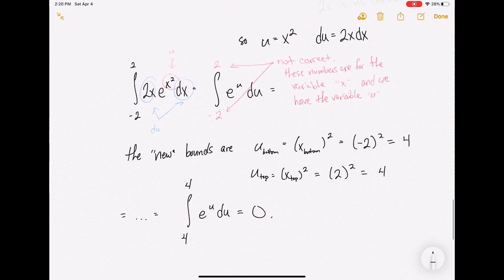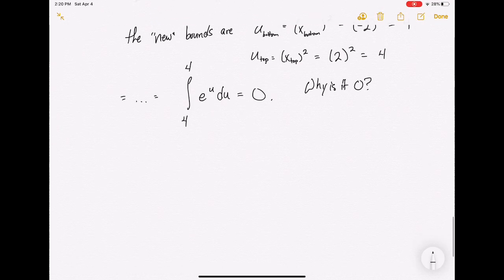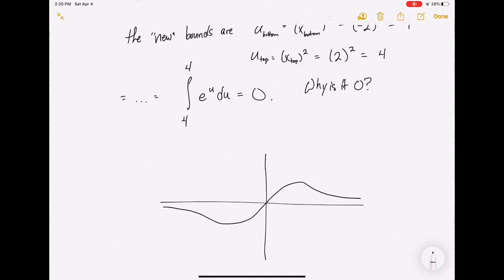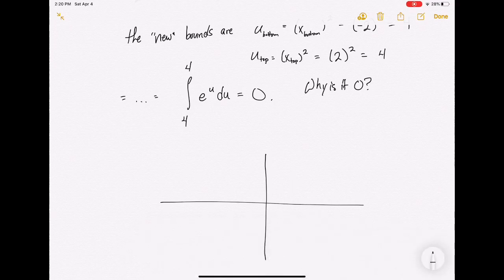So why in the world would this integral equal 0? The integral from -2 to 2 of 2x e to the x squared dx. Why would that equal 0? I'm going to draw a quick picture of what it looks like. So this function looks something like this. Oh, sorry, that's e to the minus x squared. It looks something like, I guess really just something like that.